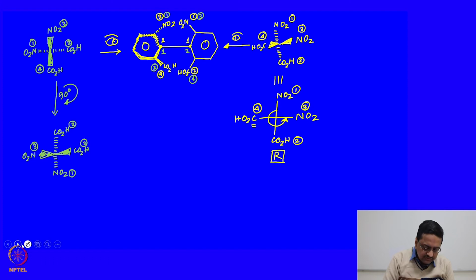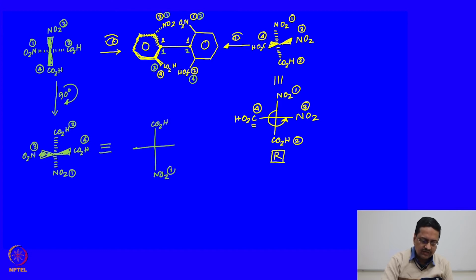I think this should be 4. So, now we can draw the Fischer projection of this molecule just like before. NO2, CO2H with 1 and 2, O2N and CO2H here as 3 and 4.